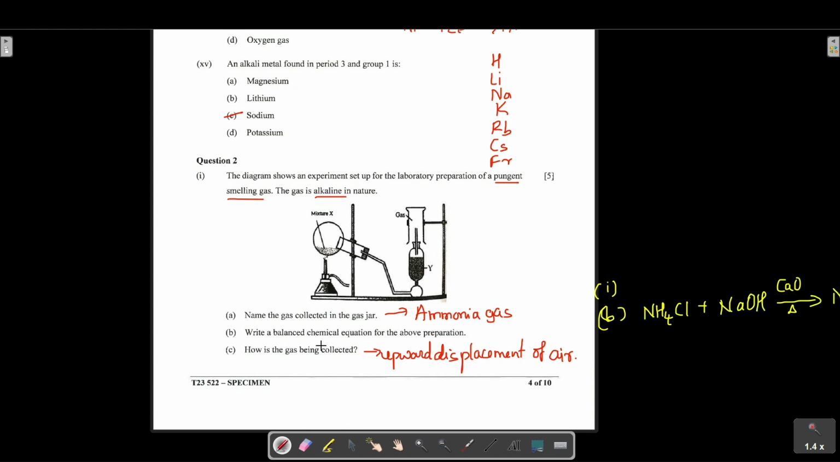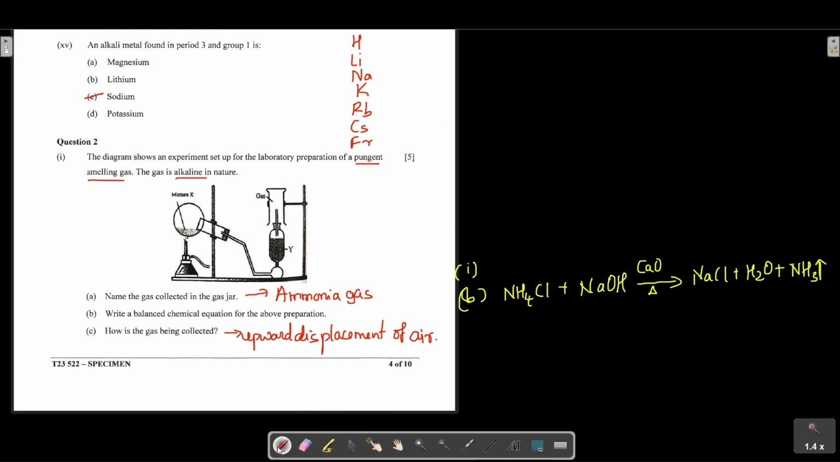Write a balanced chemical equation for the above preparation. It's written here. From an ammonium salt, we prepare ammonia gas by reaction with an alkali. So ammonium chloride plus NaOH, together with quick lime, calcium oxide. You use them together as soda lime, because sodium hydroxide is deliquescent. When you do this, you will get salt, water and ammonia gas. How is the gas being collected? By downward displacement of air, because ammonia gas is lighter than air.